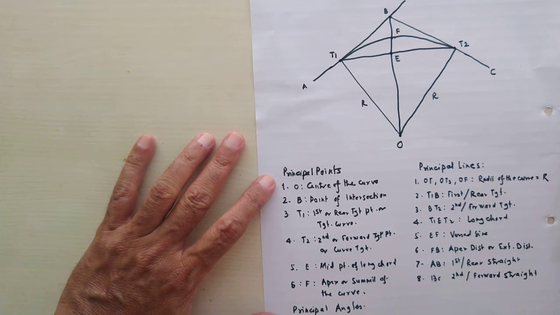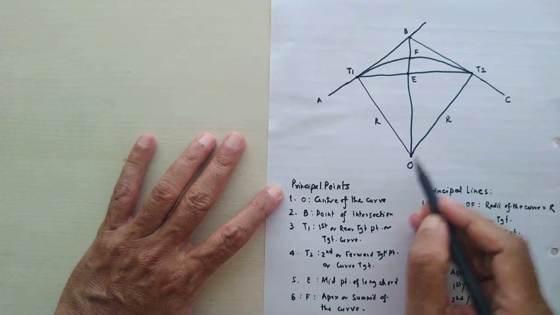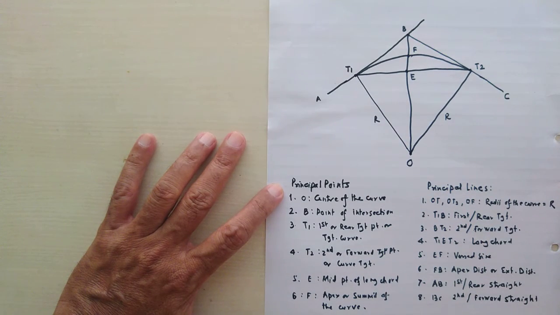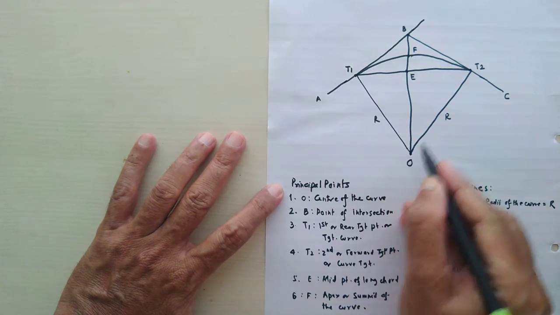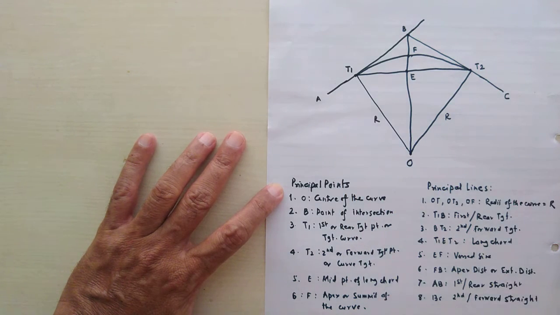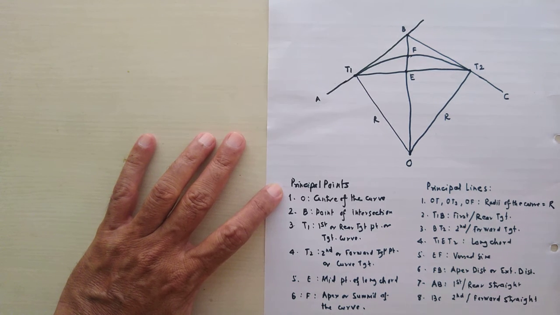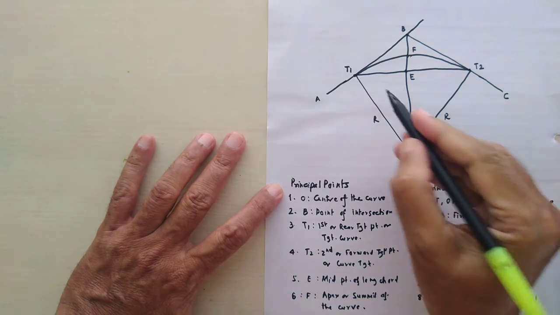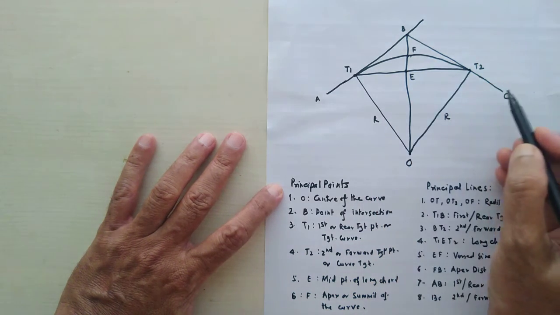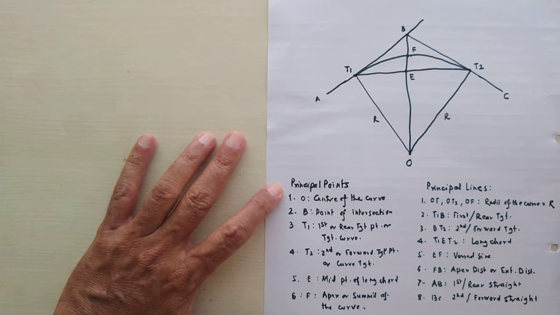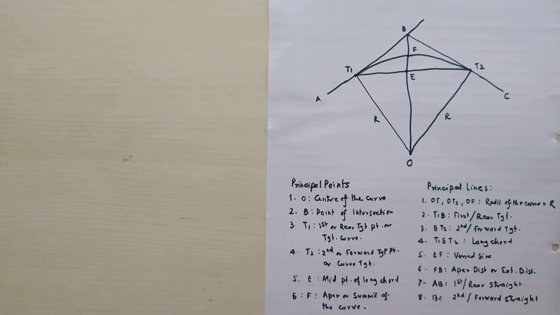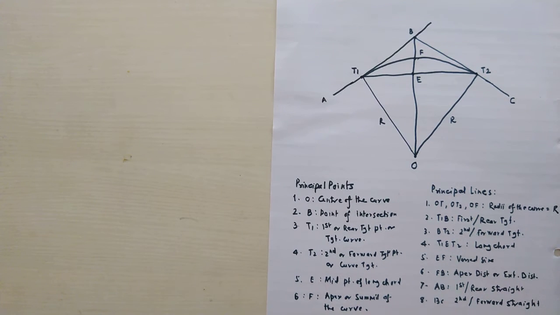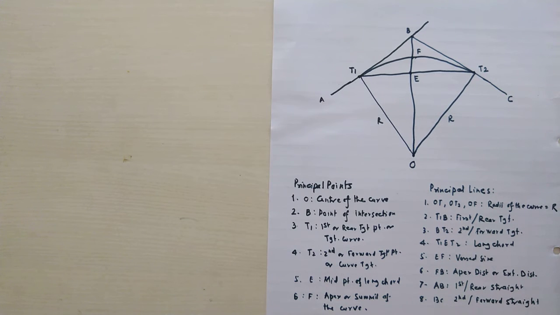So the very first principal angle is this angle T1OT2. This angle T1OT2 is called the central angle. The second principal angle is this angle T1BT2. This angle T1BT2 is called the angle of intersection.